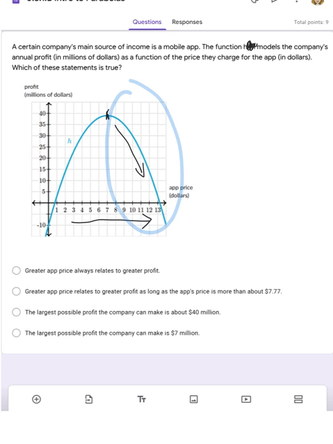The largest possible profit that the company can make is about 40 million. They're talking about the max point right there. When I look at that, that's pretty close to 40 million. So I think that's a definite possibility here. So let's highlight that. And the last one, the largest profit they can make is 7 million. No, that's not true at all. Notice the highest profit that we have is 40 million.